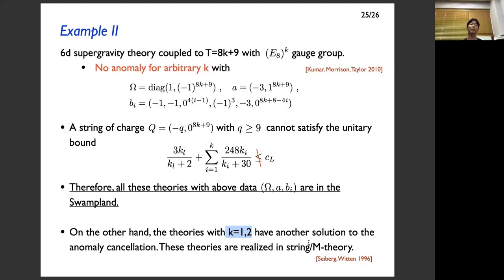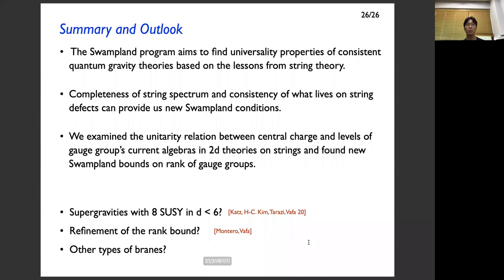So let me summarize and conclude. The Swampland program aims to find universal properties of consistent quantum gravity theories based on what we learned from string theory, and completeness of the string spectrum and consistency of the string worldsheet theory can provide new interesting swampland conditions as we saw. We examined the unitarity relations between central charge and levels for the current algebra in 2D theories on the strings and found a new swampland bound on the rank of the gauge groups. And we ruled out many, actually infinite number of consistent looking theories.